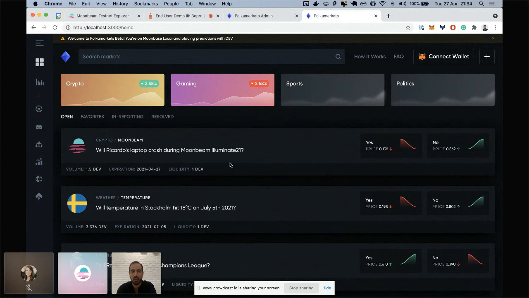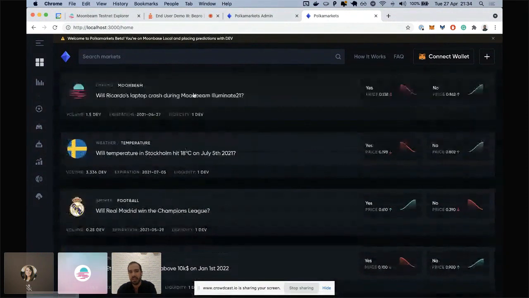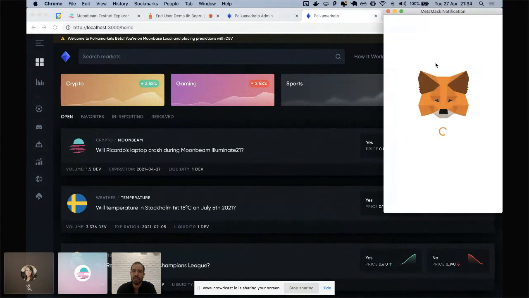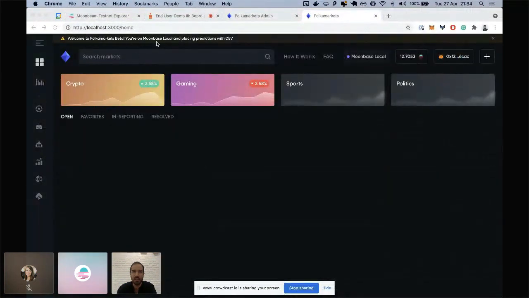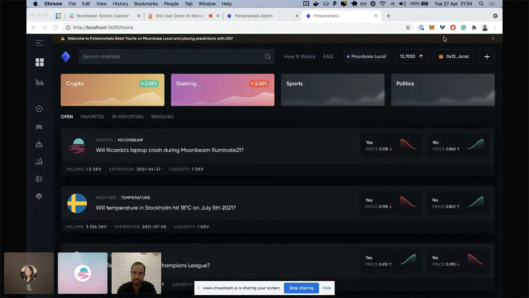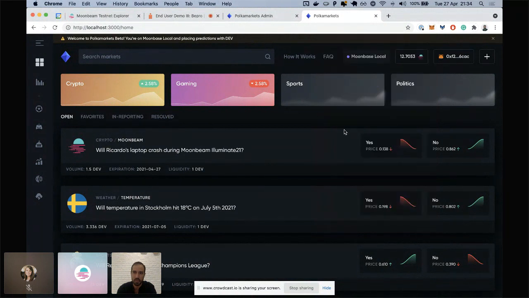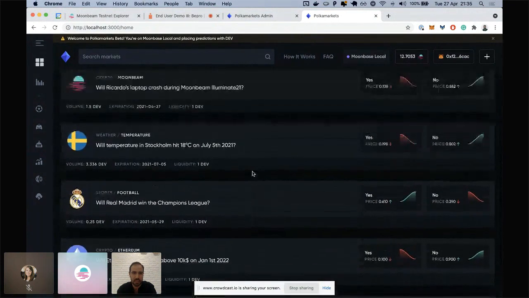We have three main areas. We have the homepage where we're listing all the markets that we can place predictions on. We have the market detail page where you can see more details about the market, and then we have the portfolio page. We'll go through each of these individually. Let's start by adding our wallets. As I mentioned, it's connected to the Moonbase local net, on my local node, where I have the currencies, DeFi coins. And we have just a few example markets that you can see here.